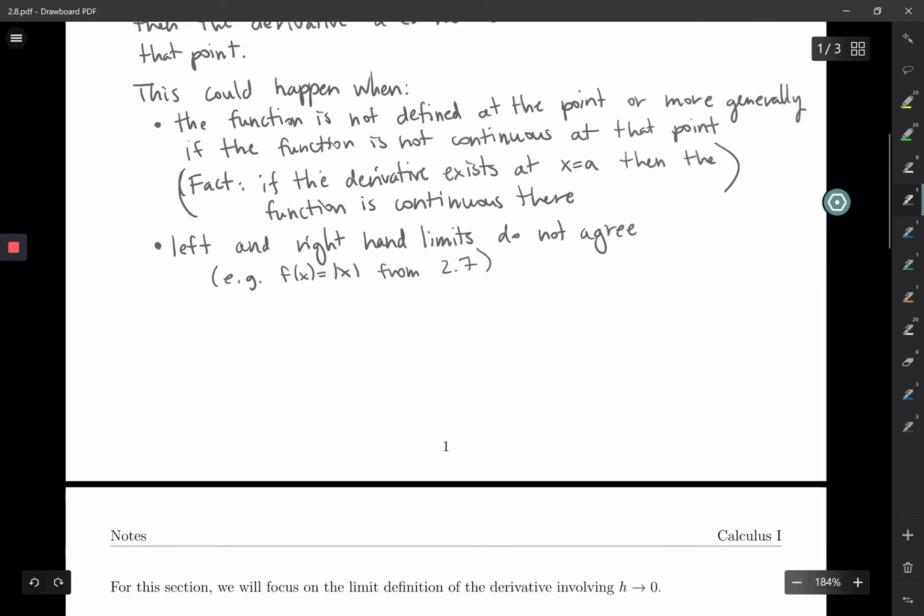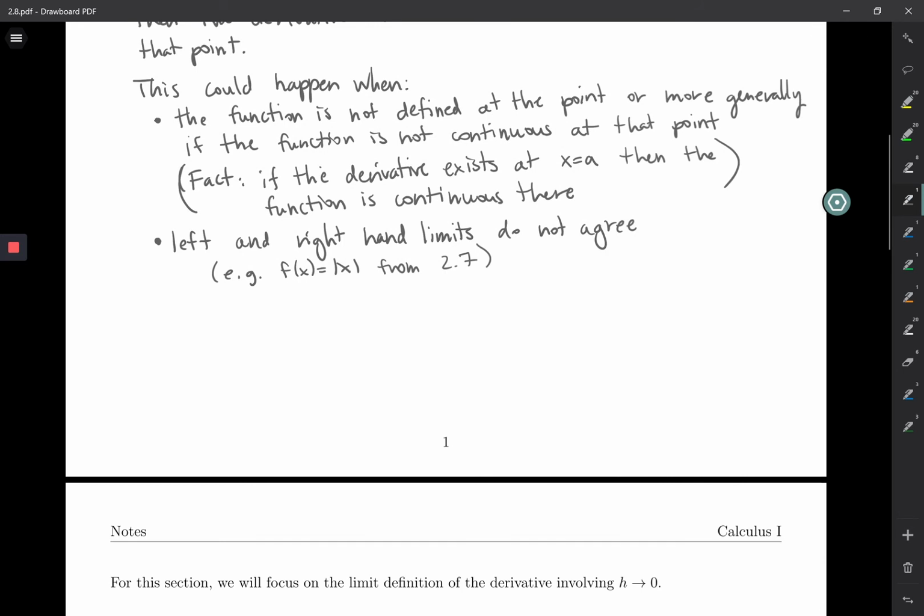Yeah, so that's an example where the left and right hand limits do not agree. I'm not going to write it all out because I think it's more confusing than not writing it out. So, okay. Then we have that if the limit is equal to plus or minus infinity, then we say that the derivative does not exist there. So infinity or minus infinity.